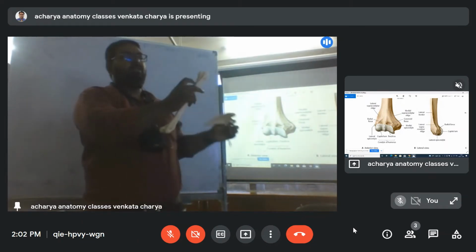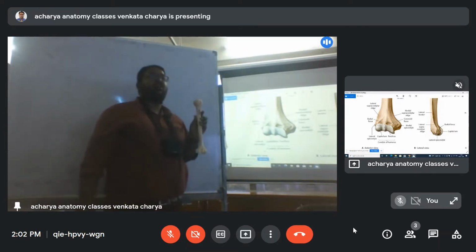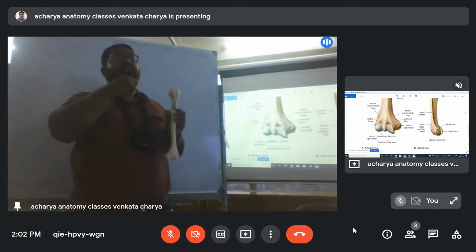Okay, then come to the floor. In the floor there is an insertion of the latissimus dorsi muscle.